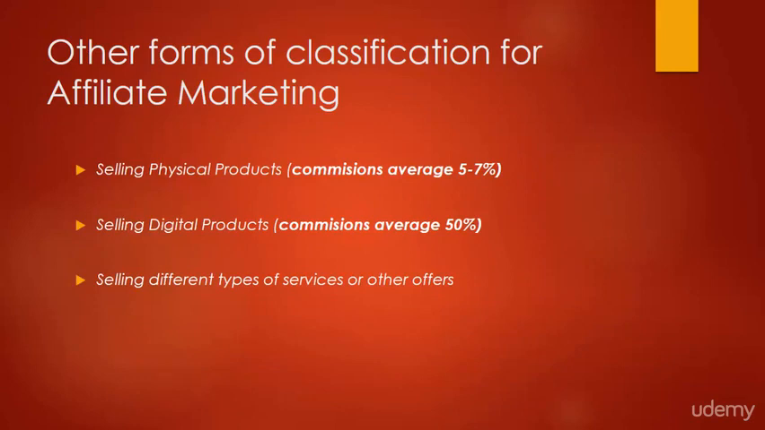Then there are other forms of classification for affiliate marketing. You can have a look at the slide right now. There are different types of affiliate marketing in terms of what you are selling. For example, you can sell physical products, and the commissions average somewhere between 5 and 7%. You can sell digital products, and the commissions average somewhere around 50%. Or you can be selling different types of services or other offers online.